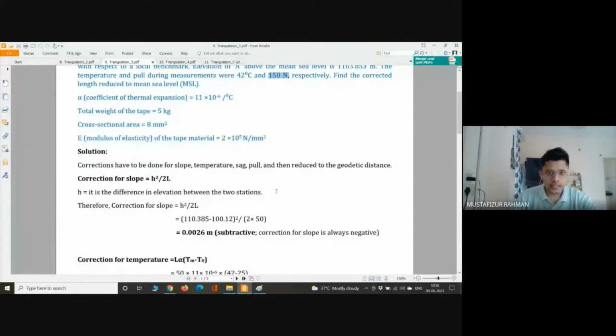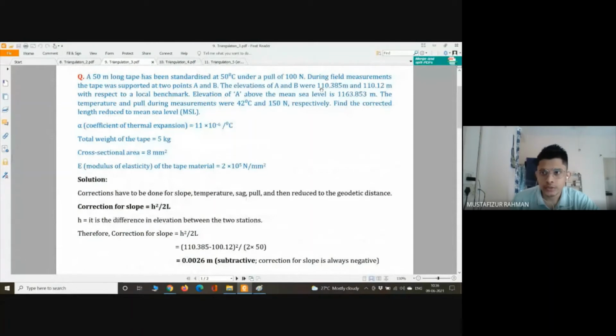Now the corrections that we shall require: slope correction we will require because these 2 points are at slightly different levels. One is at this RL 110.385 meter and one at 110.12 meter. So there is a slight difference between the elevations of the 2 points, so there will be a correction for slope, right? Then there will be a correction for temperature because we saw the standard temperature and field temperature are different.